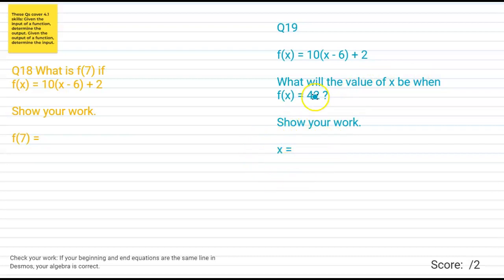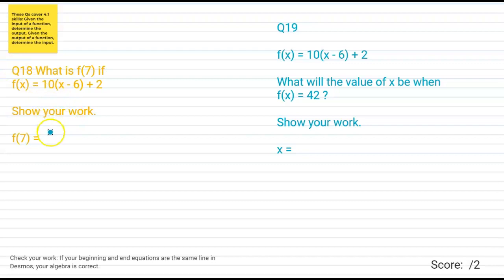So what you're going to do is, if you look here, it says that f of x equals 42, which means that you're going to replace this right here with 42. And then you're going to solve the equation and find out what x equals. So let's get started.